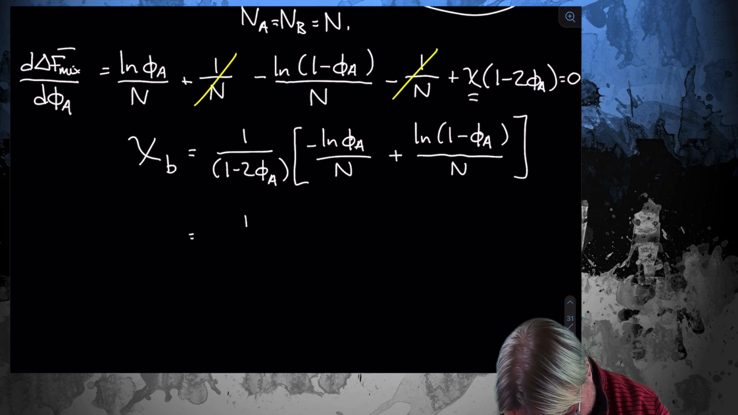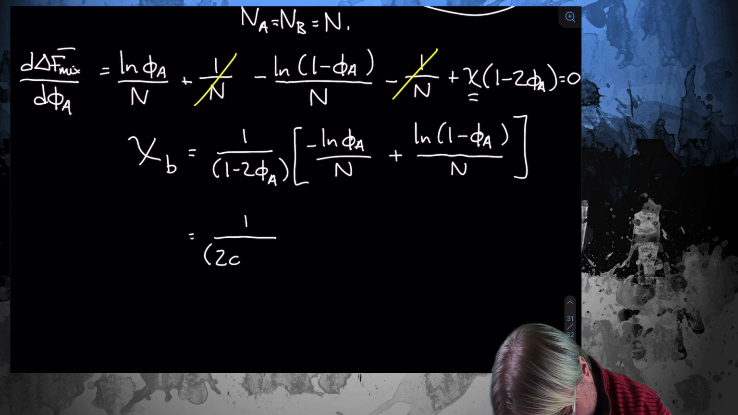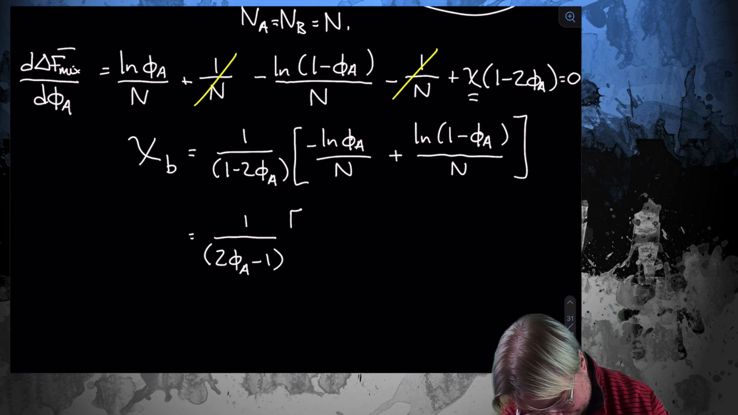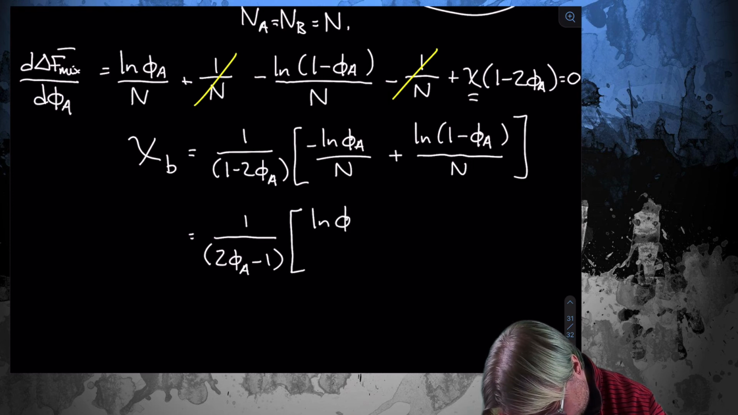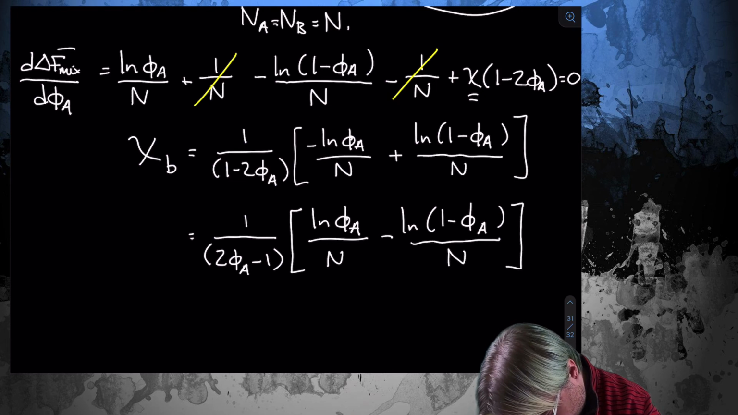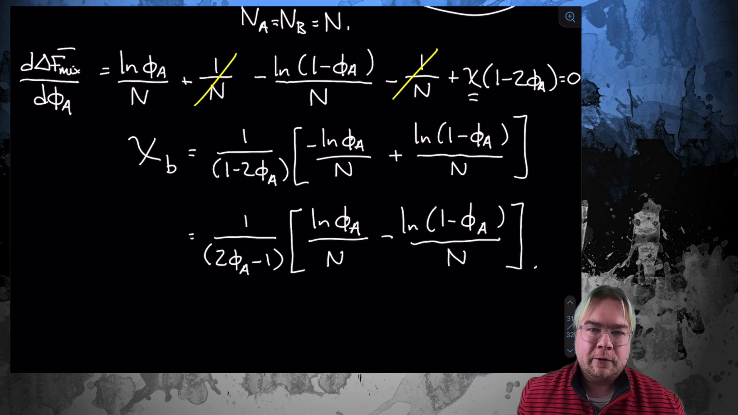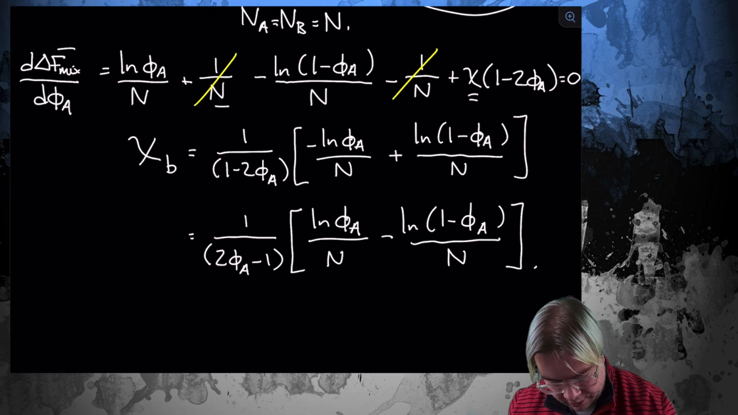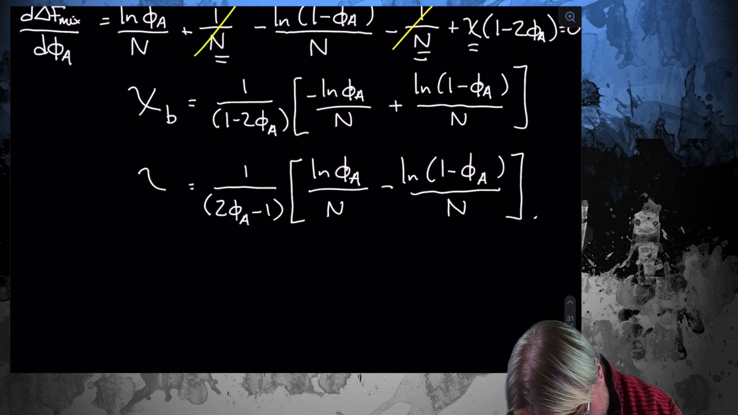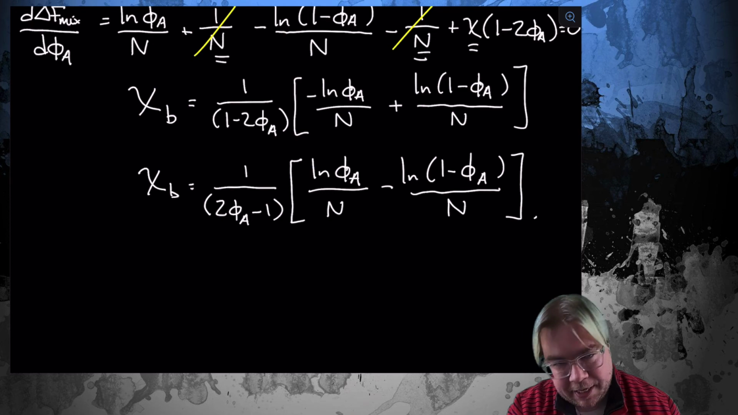And if we wanted, we could rearrange this. It doesn't matter, but we could also write this as 1 over 2 phi A minus 1. Basically, we factor out a minus sign from the brackets, and we get log phi A over n minus log 1 minus phi A over n. So you see, by setting NA equal to NB, what we did is we basically got these terms to cancel out. If we didn't do that, we'd still have those terms hanging around. So this is chi B for binodal.